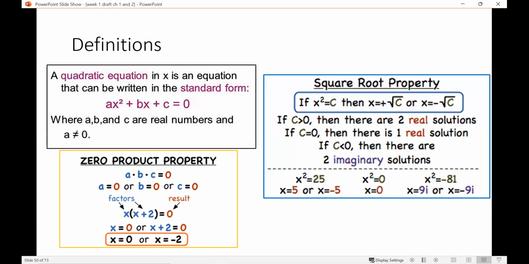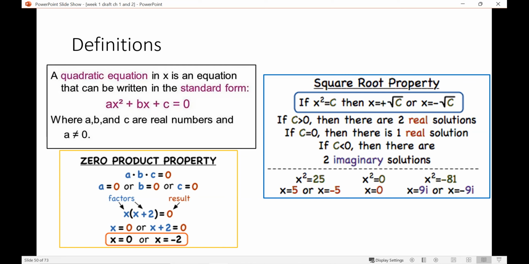Another way to solve quadratics is using the square root property. Basically, the square root property says that if something squared, say our x squared, equals some c, then x is going to be plus or minus the square root of c. Basically, this is just saying we can square root both sides of an equation. We just have to remember to include that plus or minus possibility because x being squared means that the positive or the negative value of x is going to give you that positive c. Or if c is negative, then we are going to get imaginary numbers, imaginary solutions.